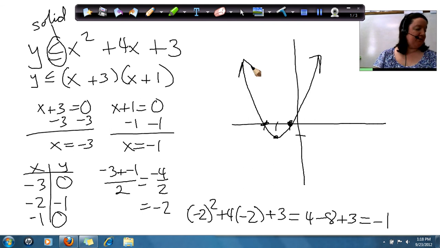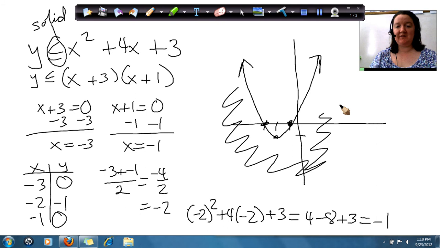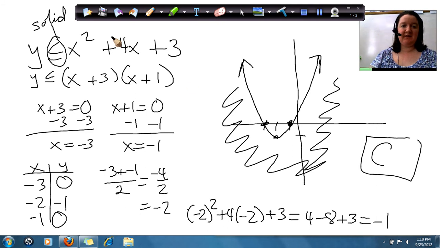So let's look at the options that we have. The only option that has a solid line on it is C, and so we know that it's shaded outside. So C is our answer. Let's look at the next example.